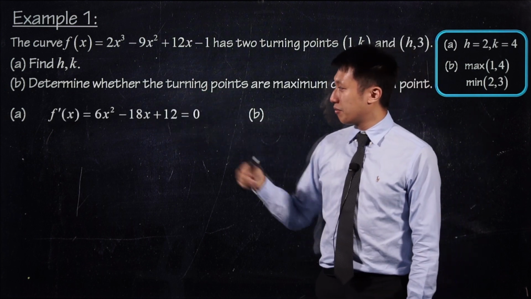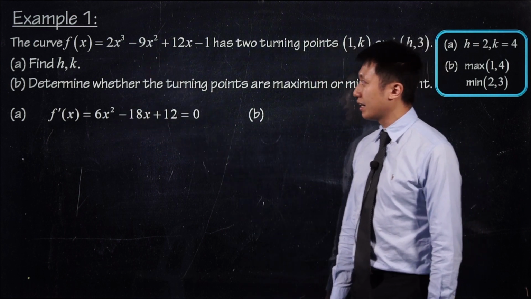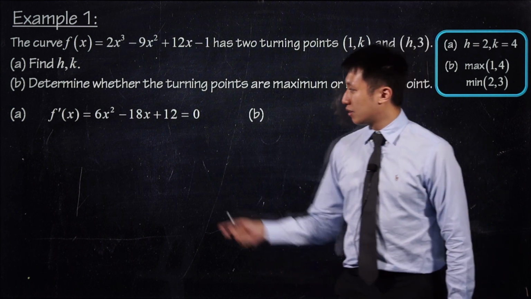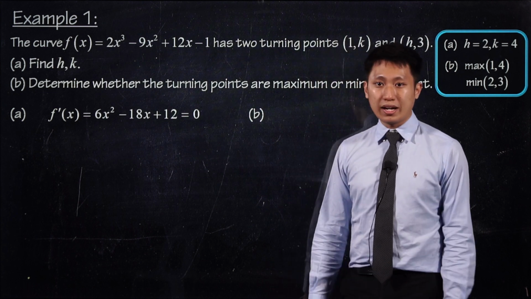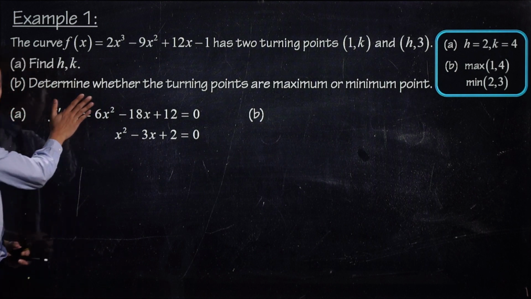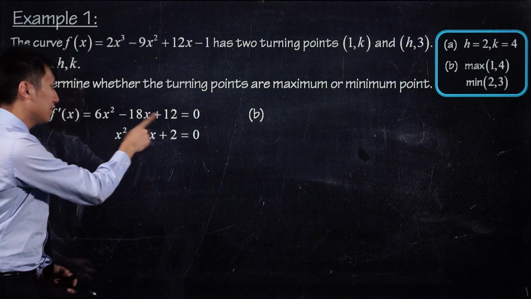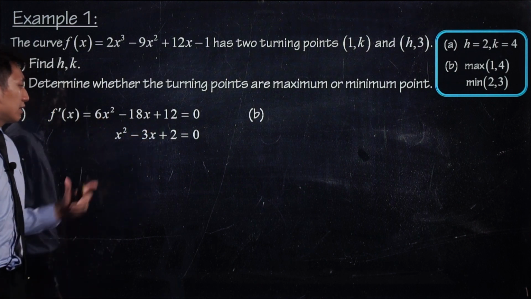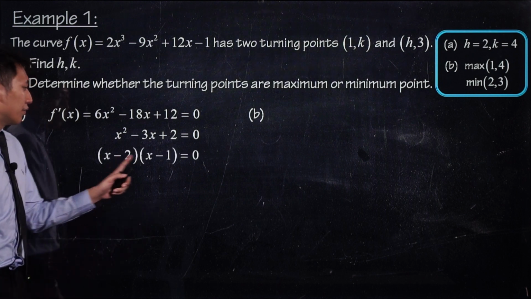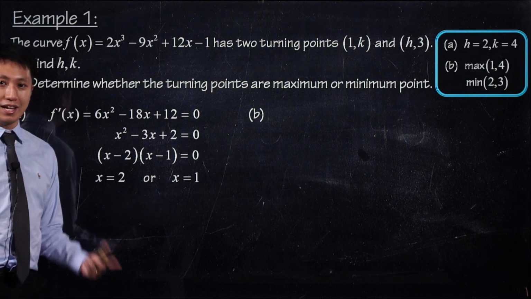First, f prime: differentiate this one. It gives you 6x squared minus 18x plus 12. You set it equal to 0 in order to find the turning points. Hence, you can divide both sides by 6 because you see the common factor 6 here. Divide by 6: x squared minus 3x plus 2 equals 0. Very simple: (x minus 2)(x minus 1). So x is equal to 2, x is equal to 1. So these are the turning points in SPM.